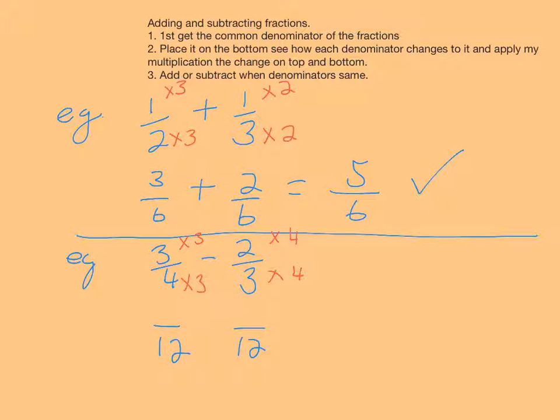So applying then that on the top, 3 3s are 9 on the top, and over on the right hand side, 4 by 2 is 8, and we've minus still in the middle. And then to tidy up the answer, 9 minus 8 on top is 1, and obviously you keep the same denominator, so 1/12 is the answer.